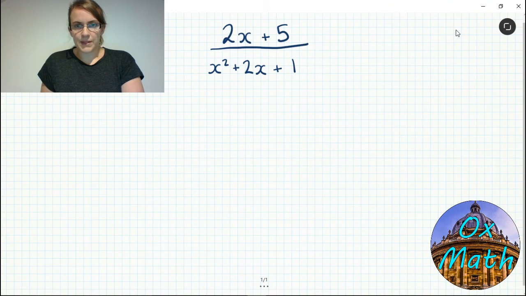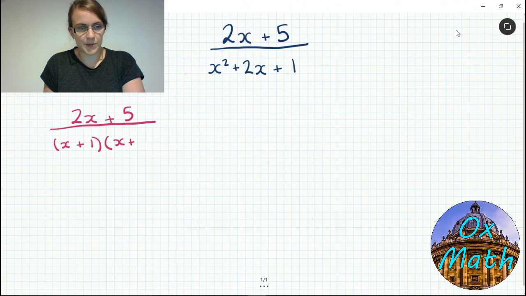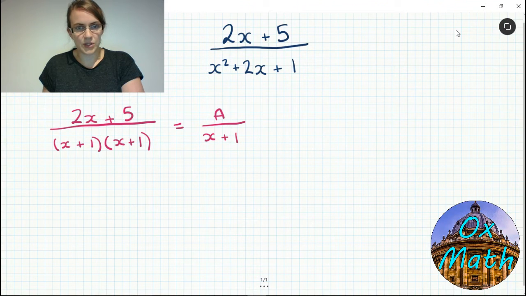So if we start as we did before and first factorise the denominator. So x squared plus 2x plus 1 factorises down into x plus 1 times x plus 1. So I'm going to rewrite out my fraction, but with the denominator factorised. So x plus 1, x plus 1. So if I now do as I did before and split this up into our two partial fractions, we would have A over x plus 1, which gives us a proper fraction, using the first factor, plus B over x plus 1, again giving us a proper fraction, using the second factor of the denominator.